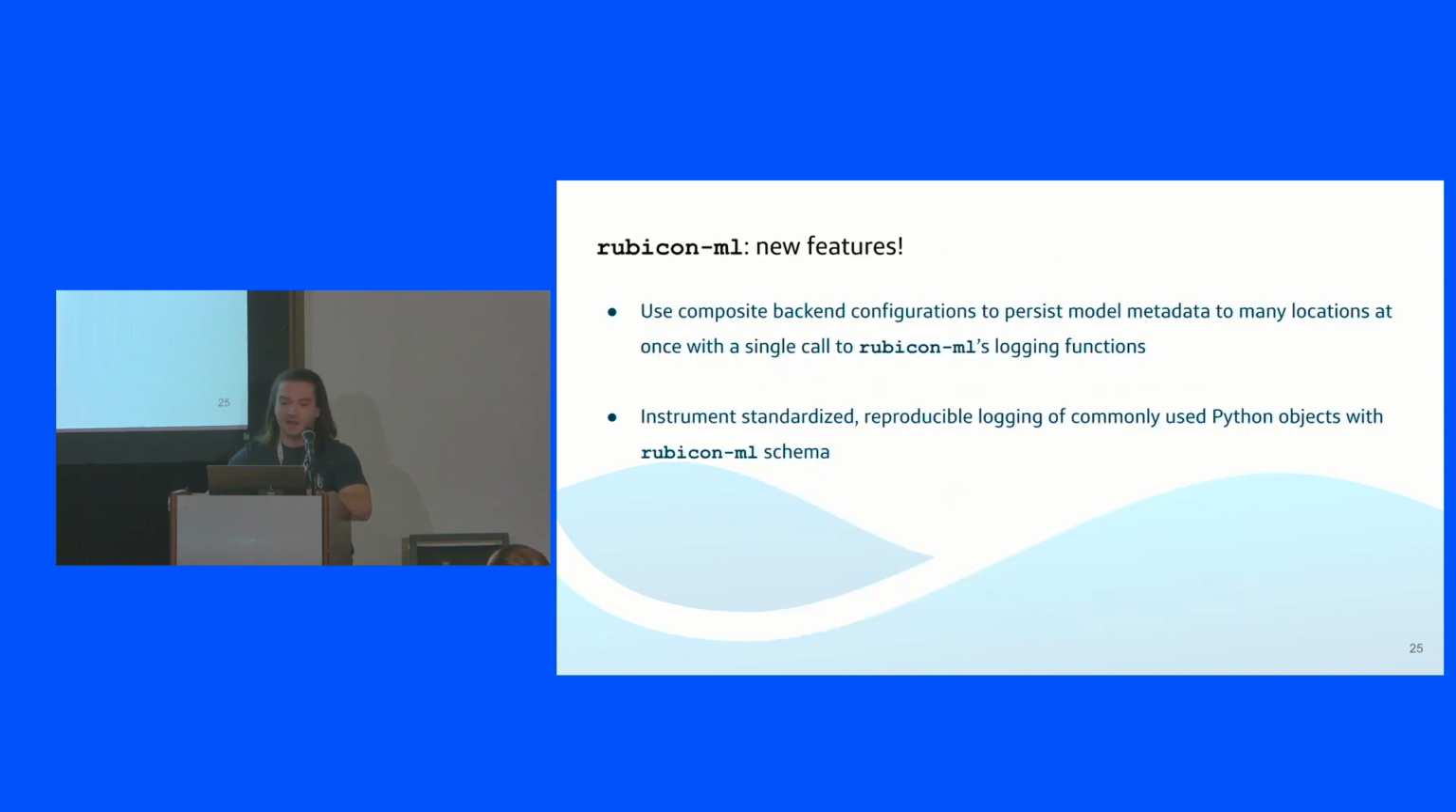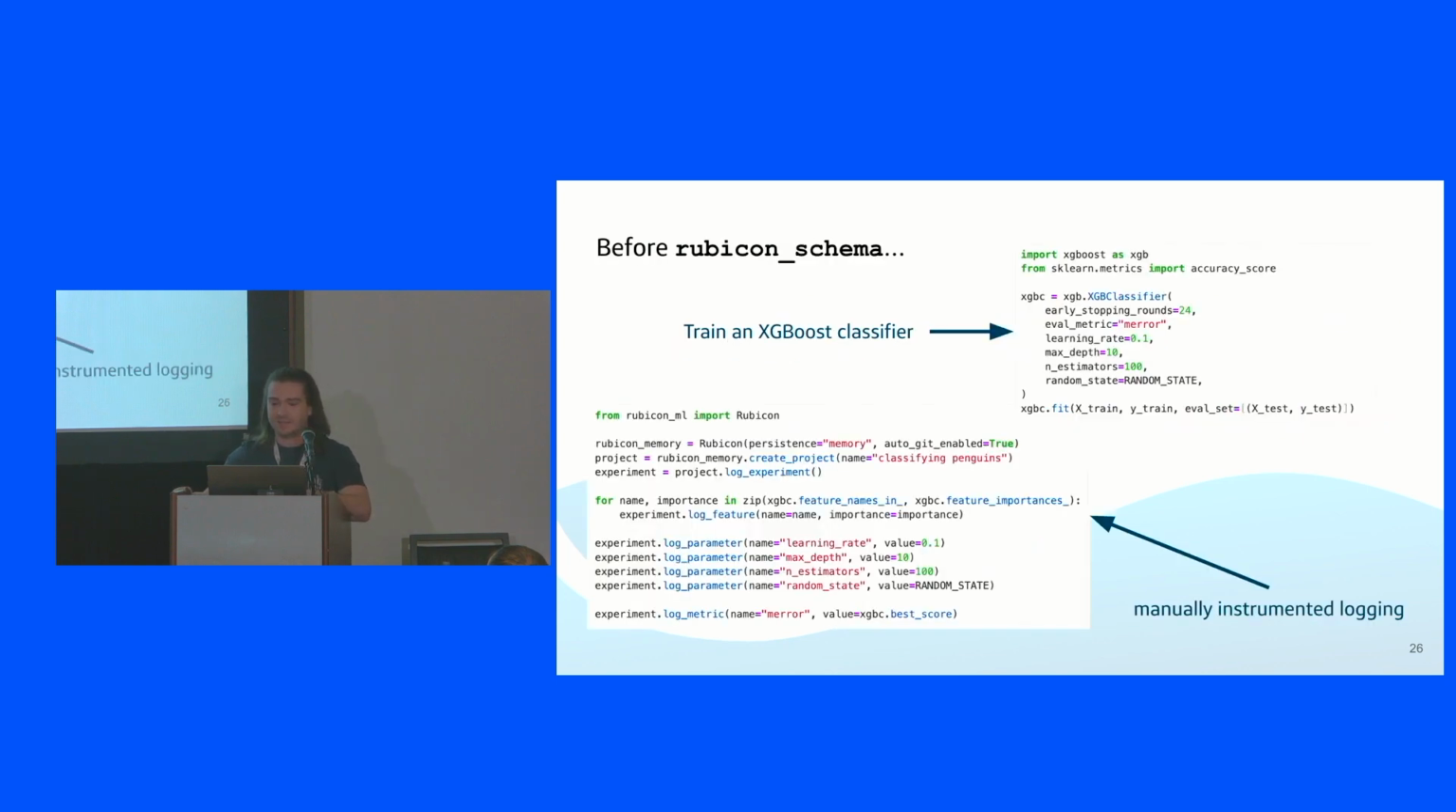All right, so the next one, which is one of the very big additions recently, is the introduction of Rubicon schema. So our reviewers, our model risk office at Capital One, a lot of their feedback when it came to Rubicon was that it required a lot of instrumentation, and that it would be nice if it was easier to just get up and running with commonly used models right out of the box. So that is what we designed the schema for.